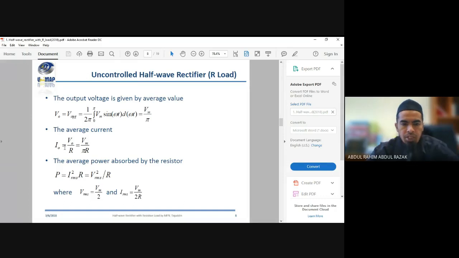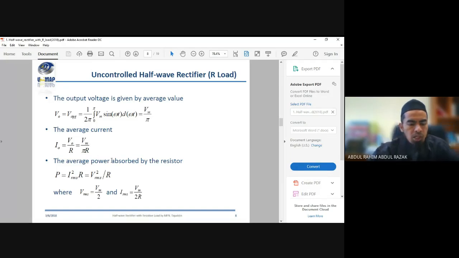Meanwhile, the average current will be the average voltage that we calculated divided by the value of R. This is Ohm's law, V equal to IR, so I equal to V over R. Your V out is Vm over pi, so you put in Vm over pi times 1 over R, and it becomes Vm over pi R. So this is the average current.